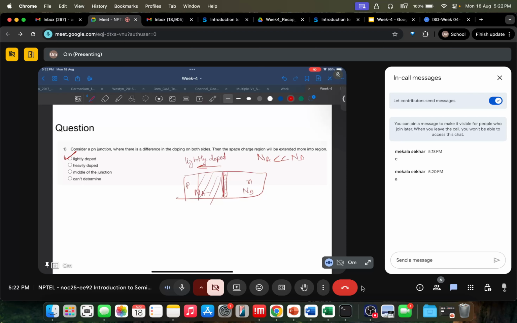And this can be shown with charge neutrality also. Na Xp equals Nd Xn. So to maintain both of these quantities equal, since Nd is much higher, Xn will be much lower, right? So most of the depletion will be on the P side for this case. That is the lightly doped side.